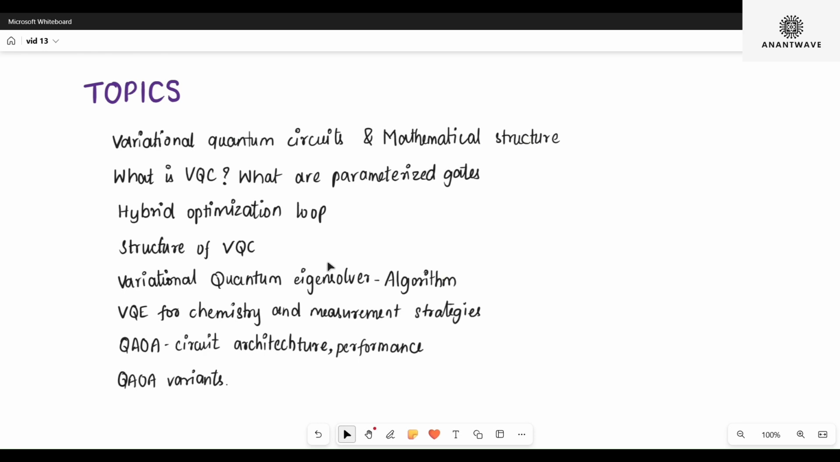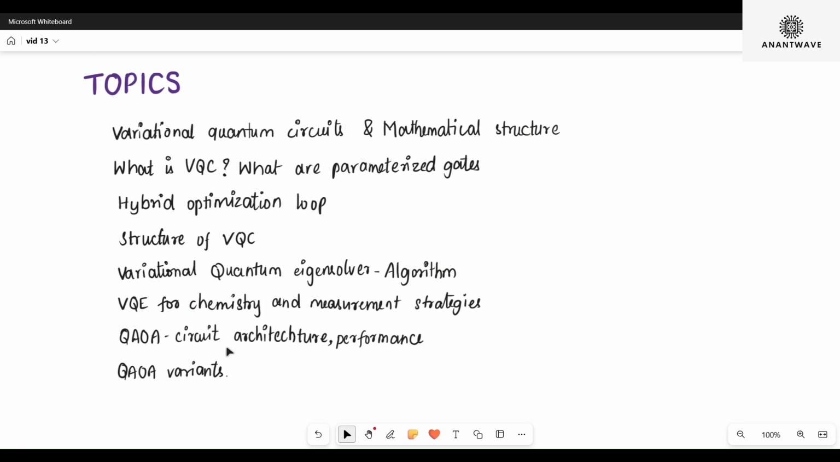From there, we'll move on to variational quantum eigensolvers. We'll talk about how VQE is used in quantum chemistry, and then we'll dive into QAOA. Finally, we'll explore some exciting variants of QAOA.